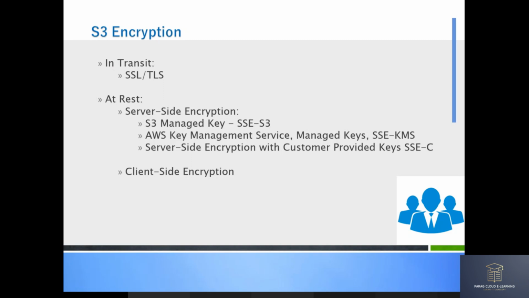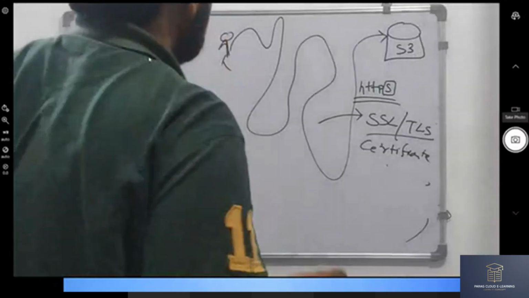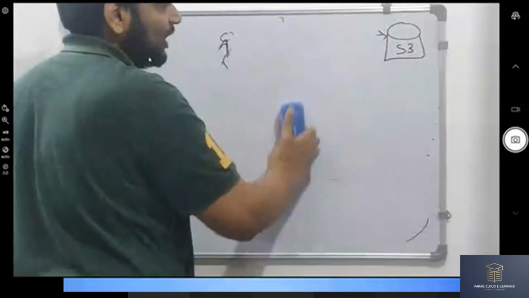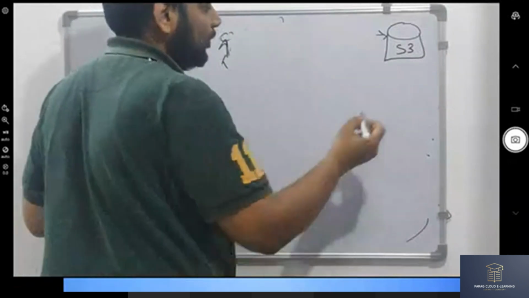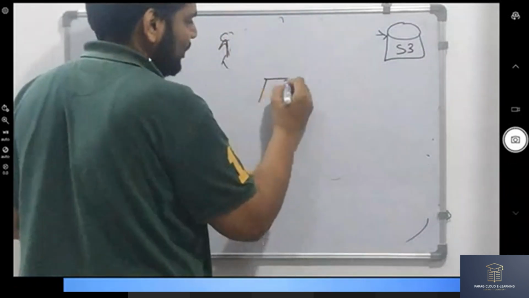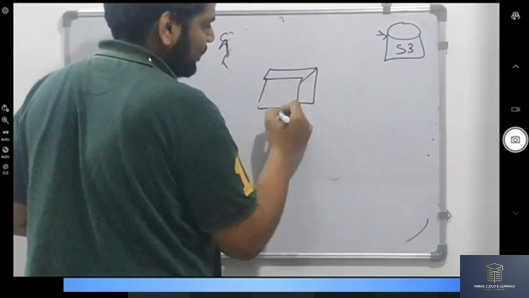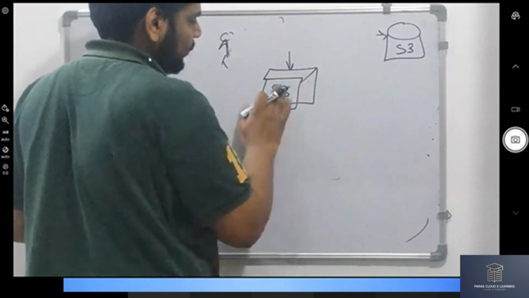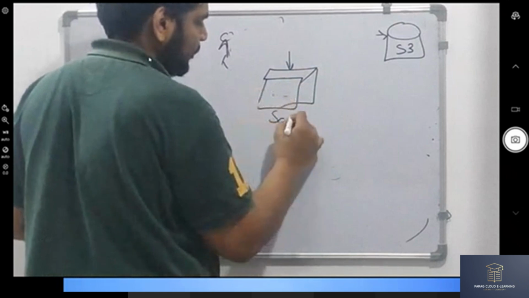Can you see the last point? Client side encryption. What is meant by client side encryption? Our last scenario, scenario number 3, where I don't trust Amazon encryption. I don't trust Amazon encryption. I will encrypt by myself, like where we created the vault. So this is vault or safe.